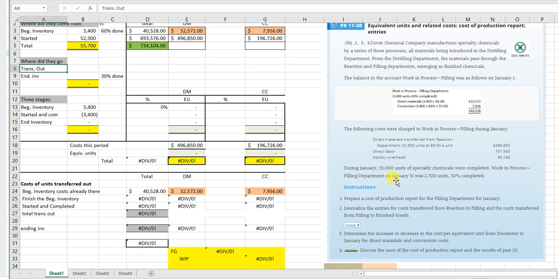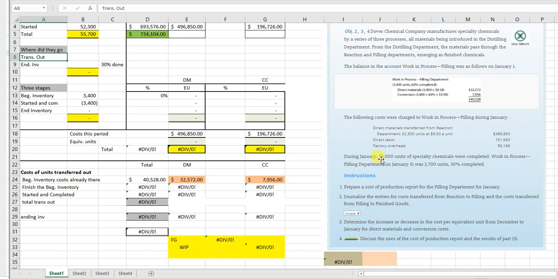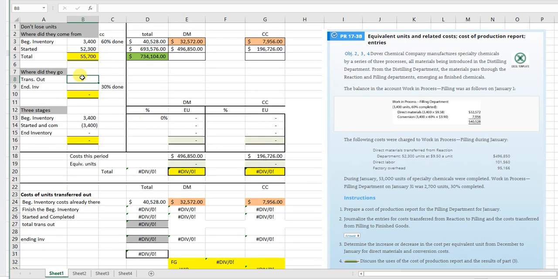So then I go ahead and read. During January, 53,000 units were completed. So completed is the same thing as transferred out, so I put that there. Okay, now a little thing about this problem, all these yellow boxes right here, they have to be the same, and this is my check figure. So when I'm done, these are always going to equal 55.7 because my units have to go someplace.